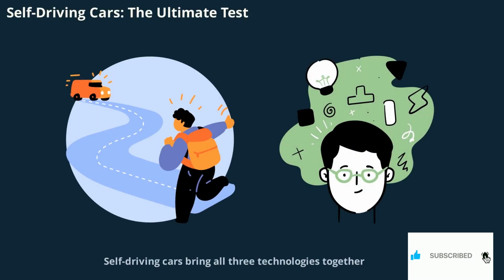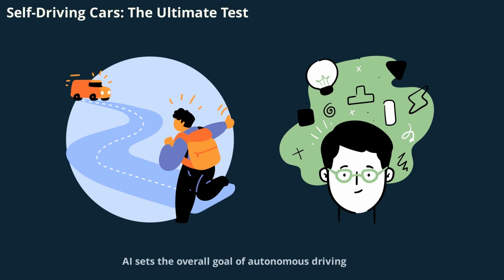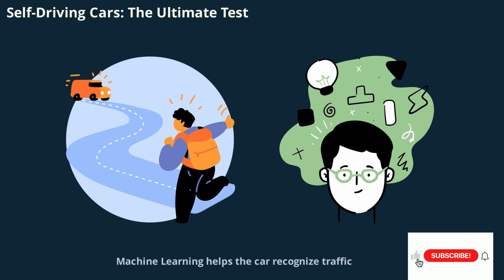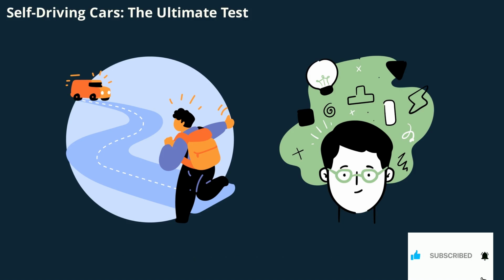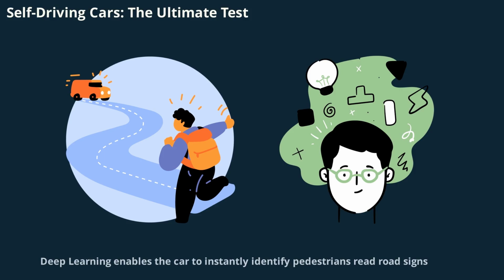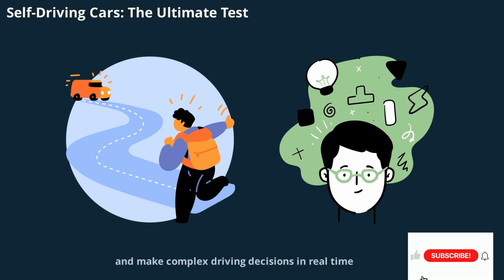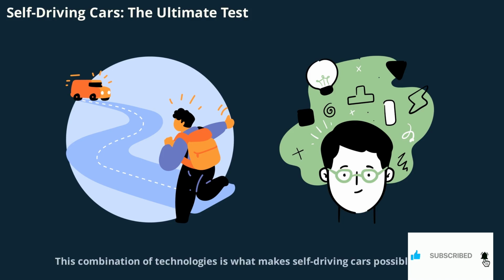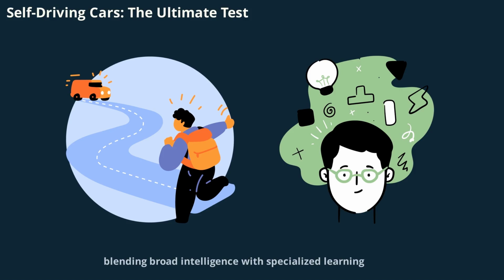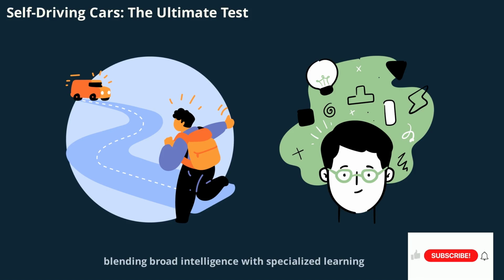Self-driving cars bring all three technologies together. AI sets the overall goal of autonomous driving. Machine learning helps the car recognize traffic patterns and make decisions based on experience. Deep learning enables the car to instantly identify pedestrians, read road signs, and make complex driving decisions in real time. This combination of technologies is what makes self-driving cars possible, blending broad intelligence with specialized learning.